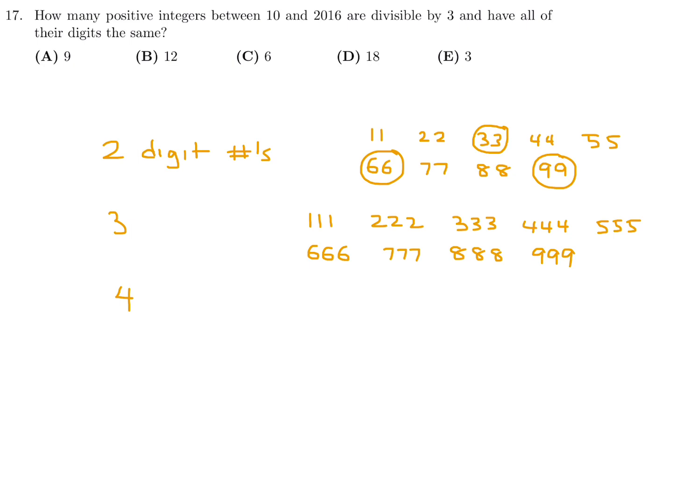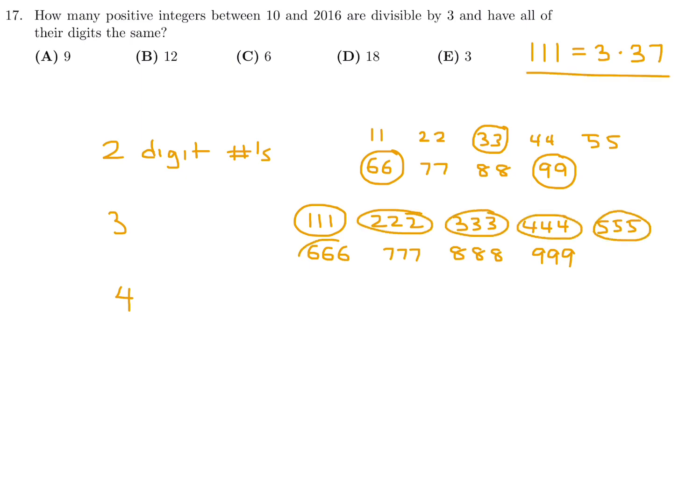111, is it divisible by 3? The answer is yes, because 111 is equal to 3 times 37. And what's interesting is that every one of these now is going to be divisible by 3. How do you know that? Because they're all multiples of 111, right? This is 2 times 111, this is 3 times 111, and so on. So all of these will be multiples of 3, since that holds true.